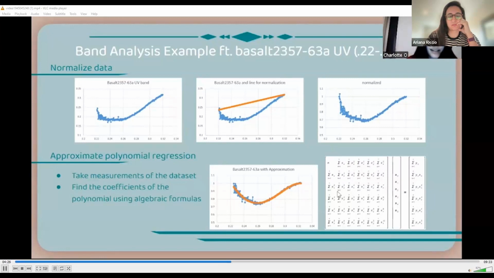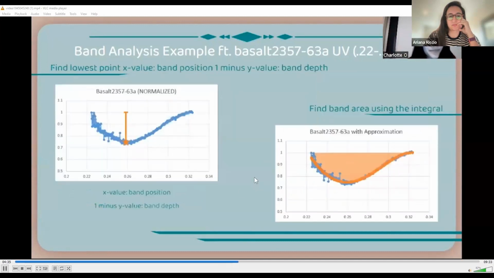And then here's one of the data sets, what it looks like with the regression lines. I guess it makes sense as a regression line. For the band position and band depth, we just find the lowest point, the x value, and then the 1 minus y value. For the band area, it's the integral over the curve, between y equals 1 for the normalized band and the regression approximation.